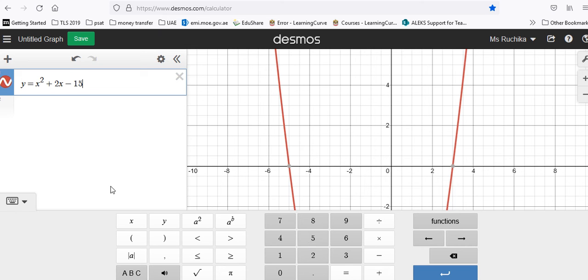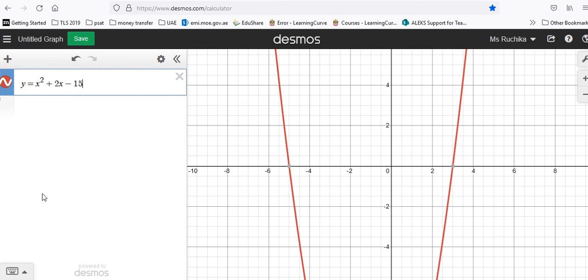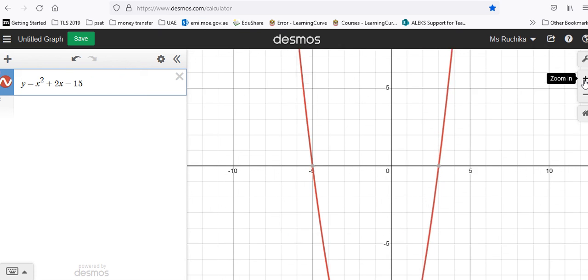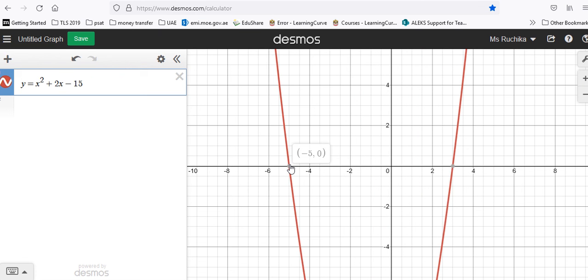Now because my typing is done, I'm going to close this keypad, hide it, and I'm going to dive deeper into the graph. So if I zoom it out a little bit, you can see it's a U-shaped parabola. And if I specifically want to know what are the roots of this polynomial equation, so I'm going to zoom in a little bit and click on the dots where the graph is meeting the x-axis.